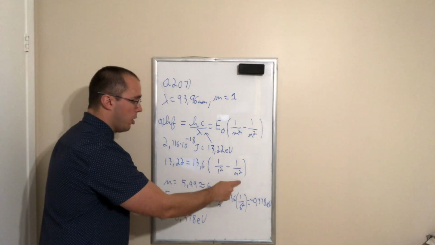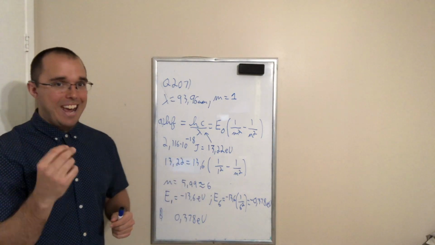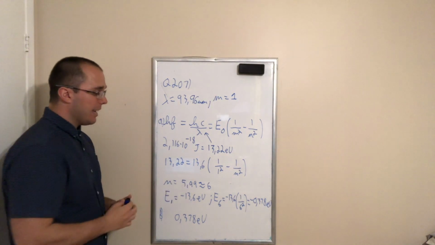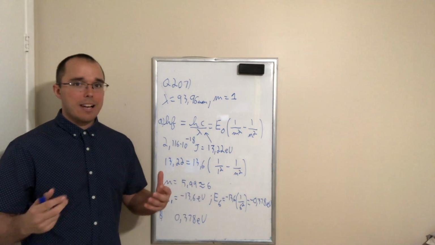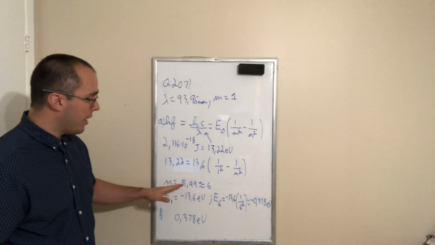We have that formula with one unknown. It's a simple matter of algebra to isolate the n. Here, I get an n of 5.99. It's really close to 6 and n has to be an integer. In other words, it cannot be 5.99, so I round up to 6.